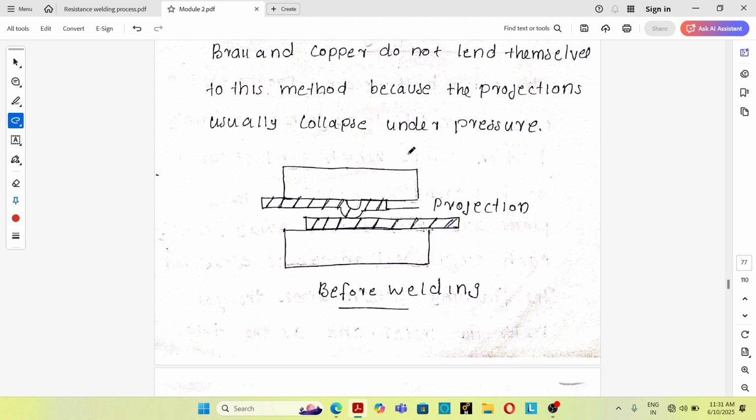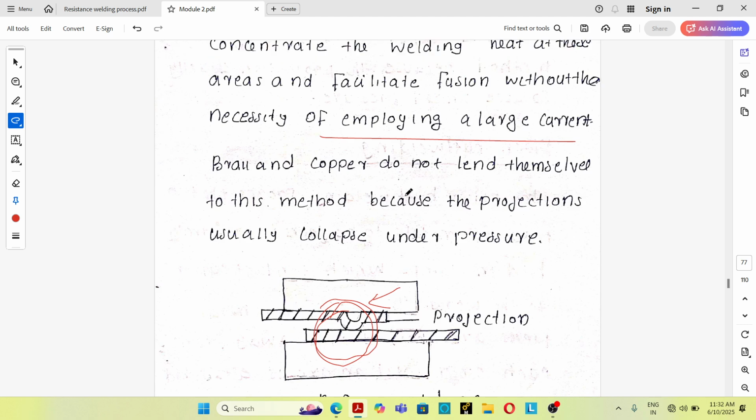This is the figure of the projection welding process. In a projection welding process, the point where welding is to be done has a projection. It has been made by embossing, stamping, or machining operation. And what is the purpose of this projection? The projection serves to concentrate the welding heat at this area and facilitate fusion without the necessity of employing large current. So a large electric current is not needed for the projection welding process.